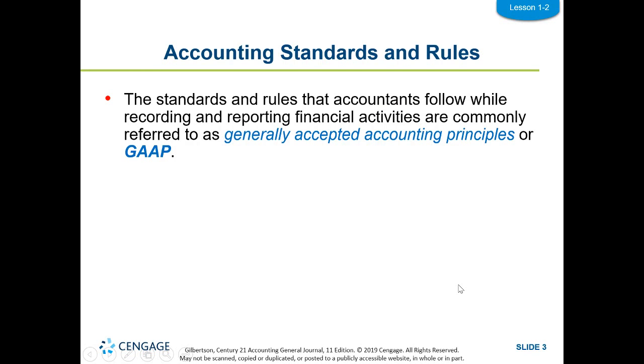Next thing we're going to talk about are the accounting standards and rules. Now, the standards and rules that accountants follow when recording and reporting financial activities are commonly referred to as the generally accepted accounting principles, or GAAP. Now, GAAP ensures that everybody is following the same rules. So that way, when you compare company A to company B, you're comparing apples to apples.